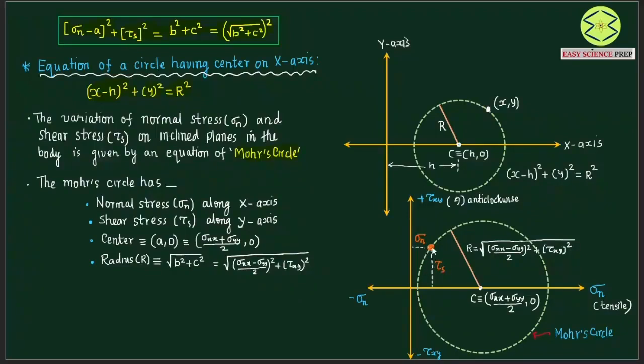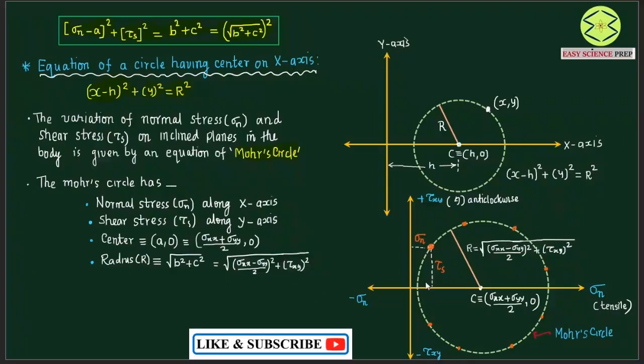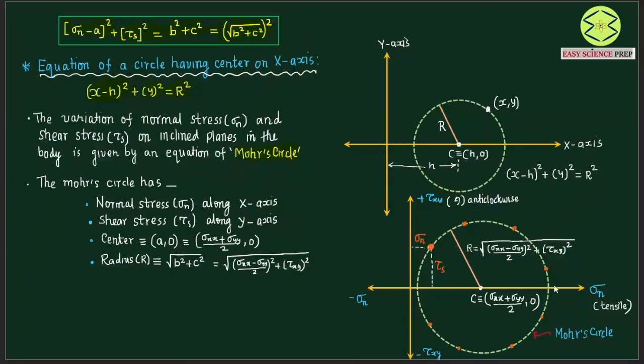So a point on the Mohr circle represents the combination, or ordered pair, of normal and shear stress. That means it represents an inclined plane in the body. Points on the Mohr circle represent various combinations of normal and shear stress, and the various combinations of normal and shear stress represent various inclined planes in the body. So each and every point on the Mohr circle represents a different inclined plane. That is a very important point I would like to make here. The point on the Mohr circle represents an inclined plane in the stressed body having normal and shear stress.